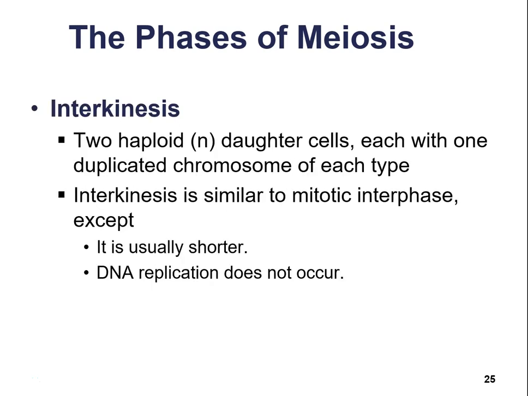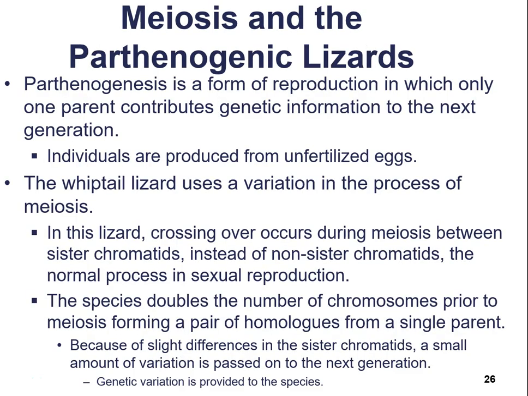Then there's something called interkinesis between meiosis 1 and meiosis 2. There will be no DNA synthesis or replication of the DNA, okay? It's just shorter, and there's no DNA replication. Maybe those cells grow in size slightly, but there is no DNA replication. Think about the cells as just getting ready for that second division, okay?